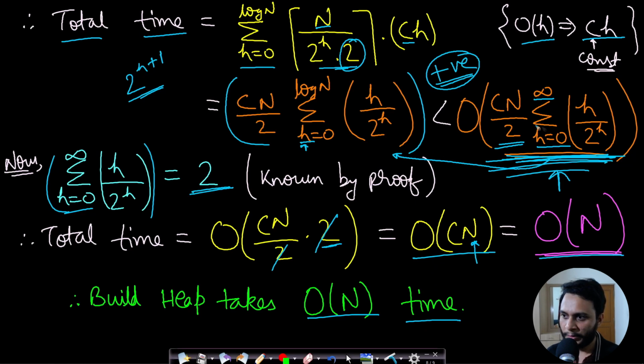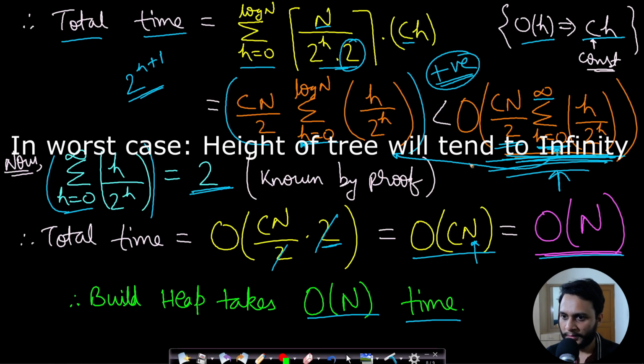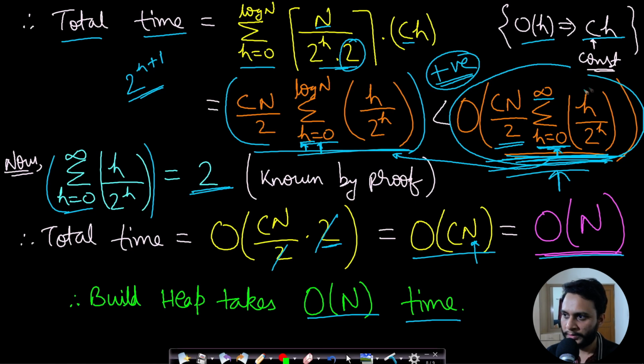Now you might wonder why we took the summation h equals 0 to infinity when it was h equals 0 to log n. What we are doing is making assumptions about the worst case. This is what we should have calculated, but since this one is the upper bound of the left hand side formula, if we can find the time complexity for this, we can say it is also the time complexity for this one.